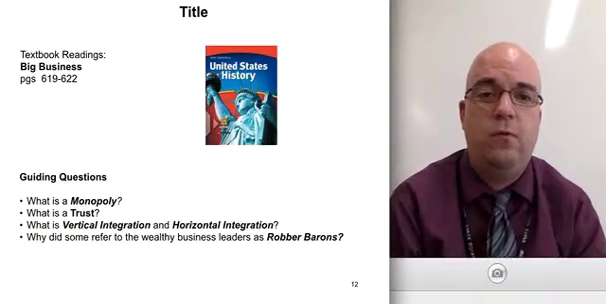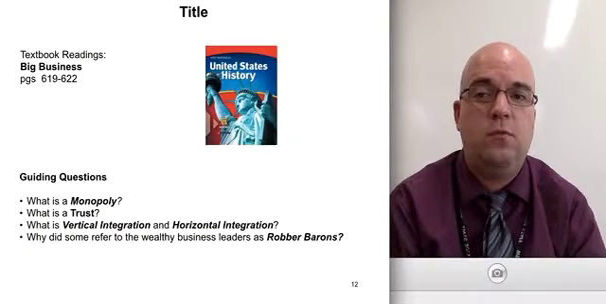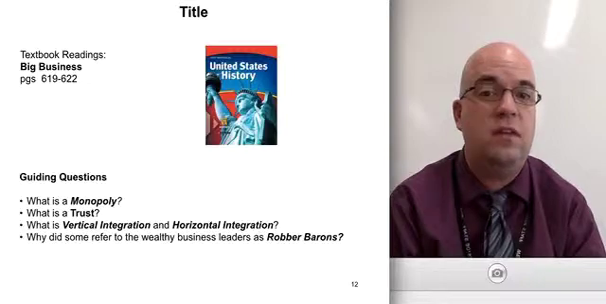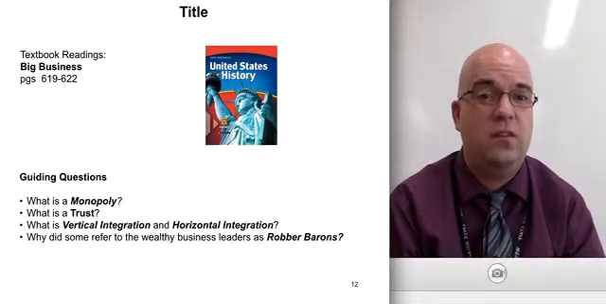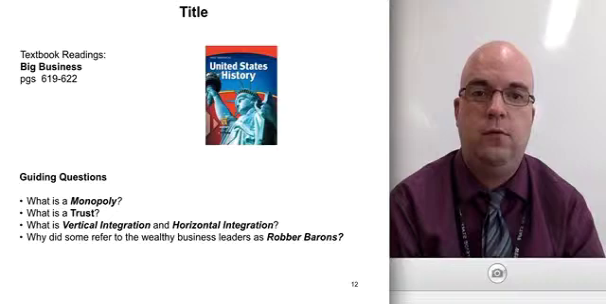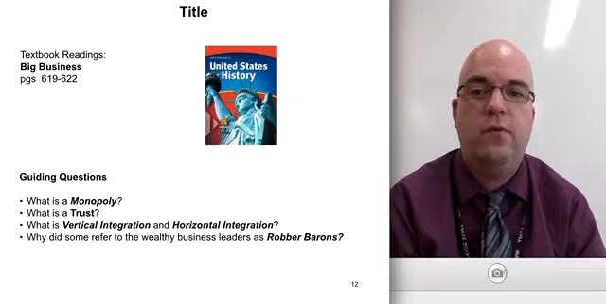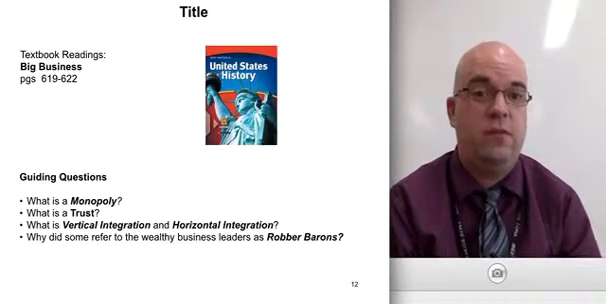The textbook readings for this lecture come to us again from Big Business, pages 619 to 622. Today we're going to talk about what is a monopoly, what is a trust, what is vertical integration and horizontal integration? Sounds scary, but it's not too tough. And then, why did some refer to the wealthy business leaders at this time as robber barons?